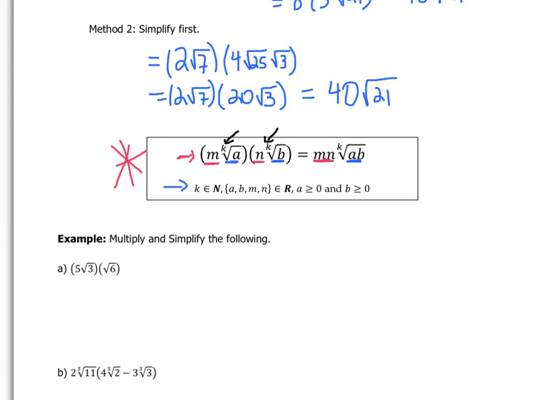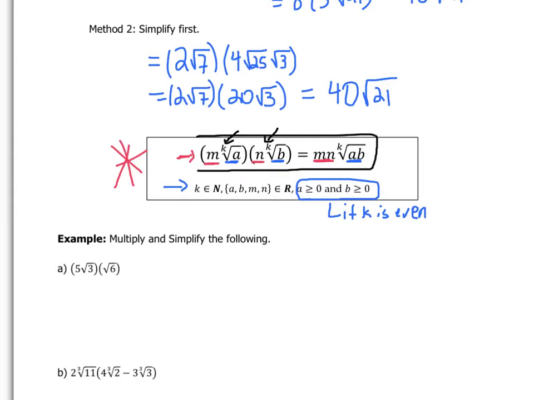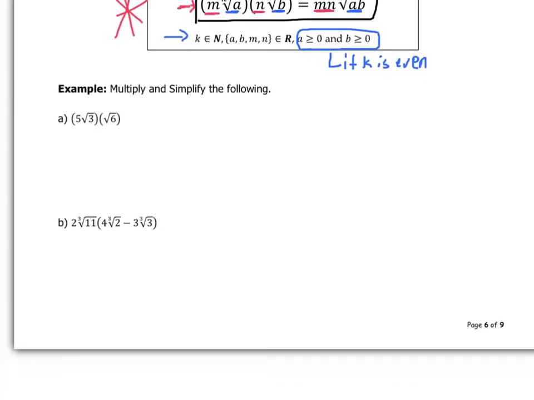And I should specify that these restrictions on a being non-negative and b being non-negative are only true if k is even. If the index is odd, we're allowed to have negative values of the radicand. Wow, that's a lot of different little restrictions in that final line. Okay, but the idea of this rule is the main larger font here. Multiply the coefficients and multiply the radicands. Okay, let's take a look at a couple examples.